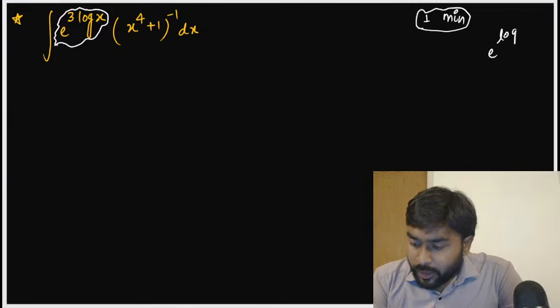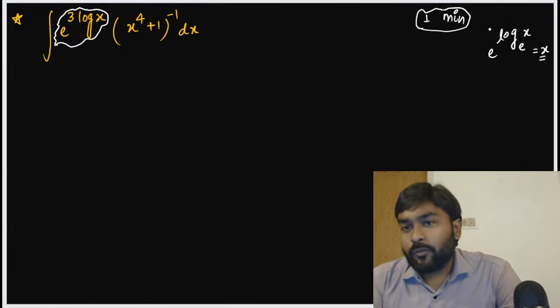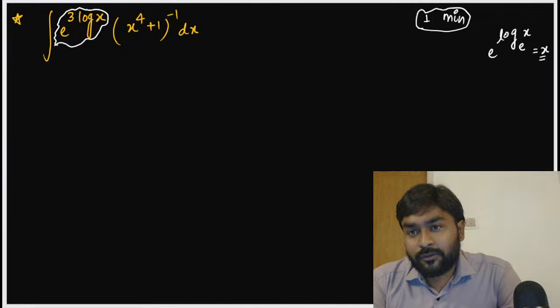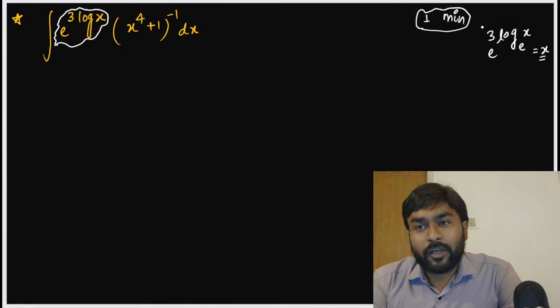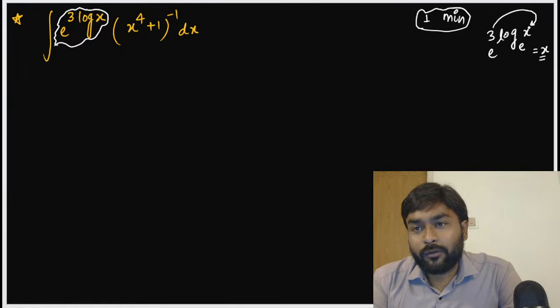e power log x, here base e. So this formula is saying directly you can write this thing equal to x. But here is one problem. Here is one 3. So that 3 we have to remove from here. Then only you can write this thing equal to x. So this 3 you can transfer here. It will come in power of x.